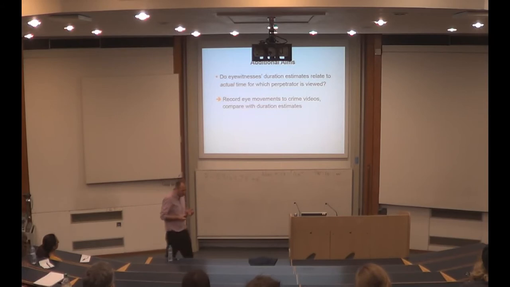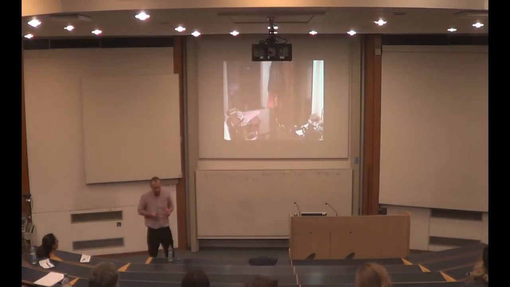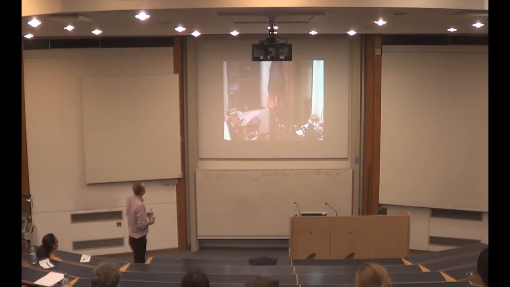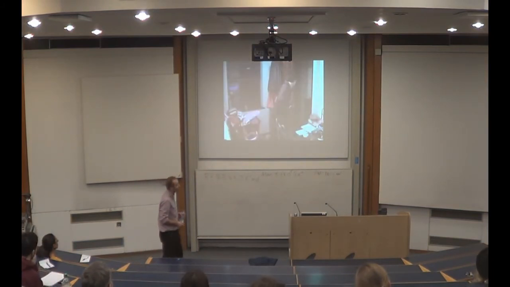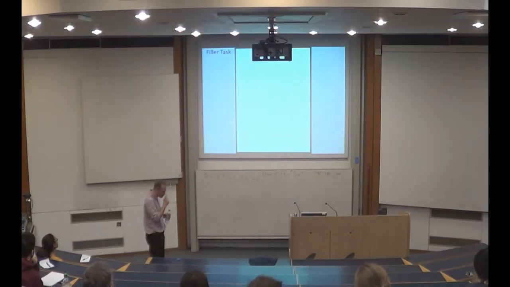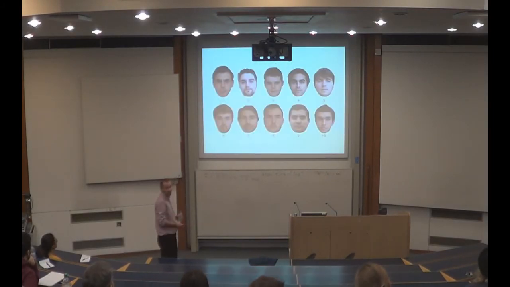So what we also did is we recorded eye movements to the crime videos, and we then compared this with our duration estimates. I won't show you the video, I've just got some still frames to give you an idea of how this worked. They consisted of someone who forced entry into a room, searched the contents, grabbed something, and disappeared. We then had our quick filler task and a lineup for the targets.